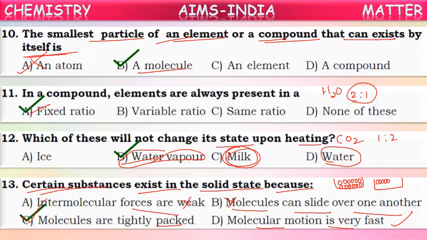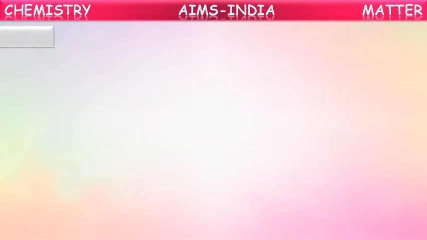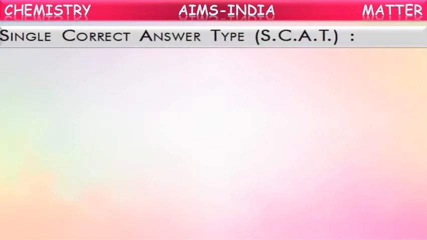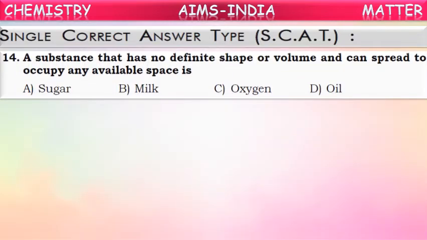Now come to the next question. See our next question, single correct answer type questions. Till now we have completed the conceptual based questions. Now we are going to check single correct answer type questions. A substance that has no definite shape or volume and can spread to occupy any available space is. Actually, no definite shape and no definite volume is a gaseous property. Let's check in the given options which is a gas.